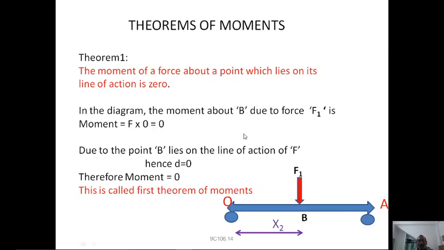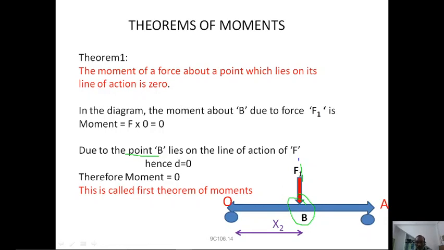That means you see theorem 1, what it's saying: if a force F1 is acting at a point B and we want to take the effect of the moment due to the force F1 at the same point B, we are interested to find the moment at the point B, which is on the line of action of the force F1 too. Hence, it is passing through the line of action.